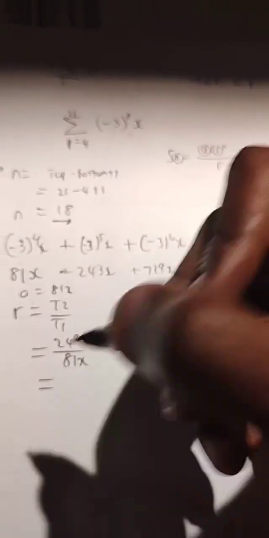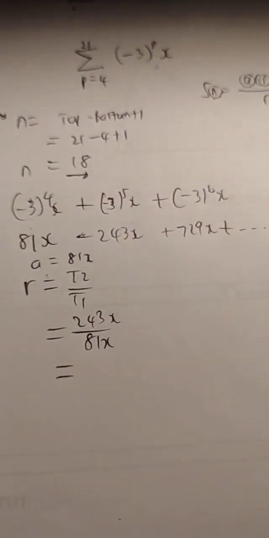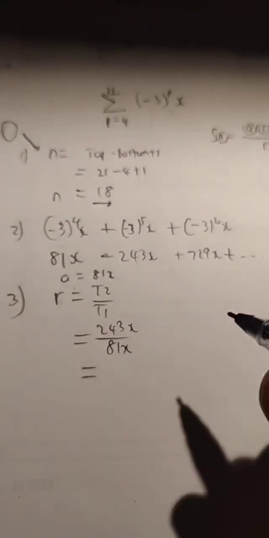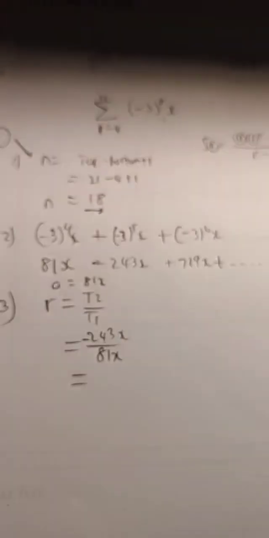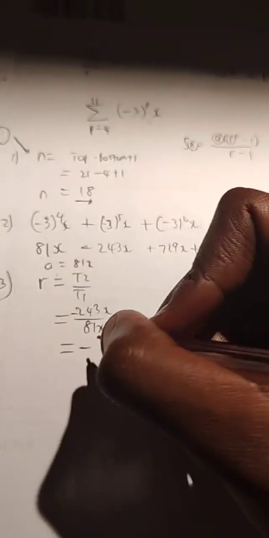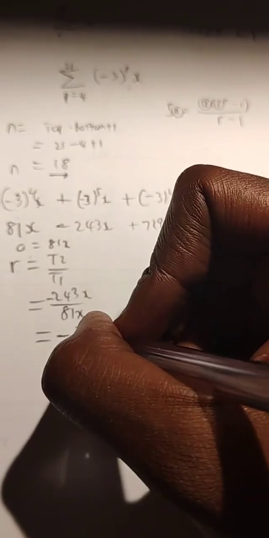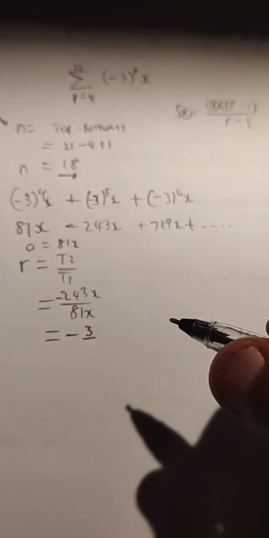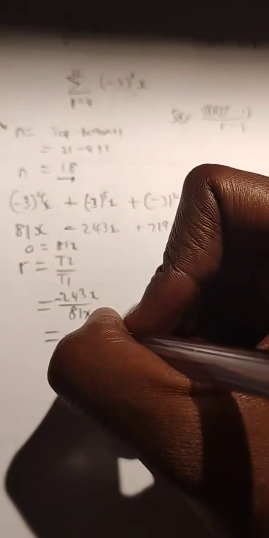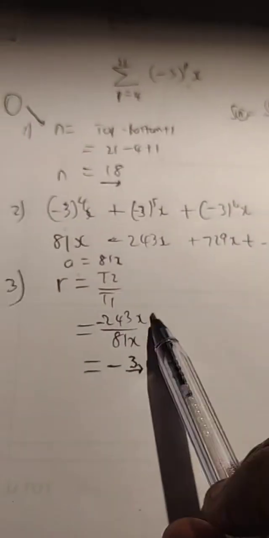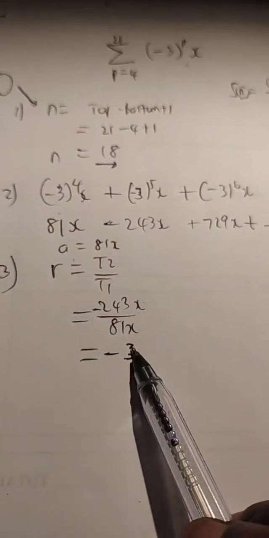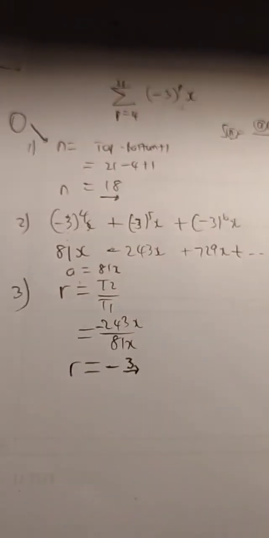R, we are going to say T2 divided by T1, so that we say negative 243x divided by 81x. What does that give us? Negative 3x over x. It's negative 3. So that x and that x cancel anyways. We are left with negative 3. That is r.